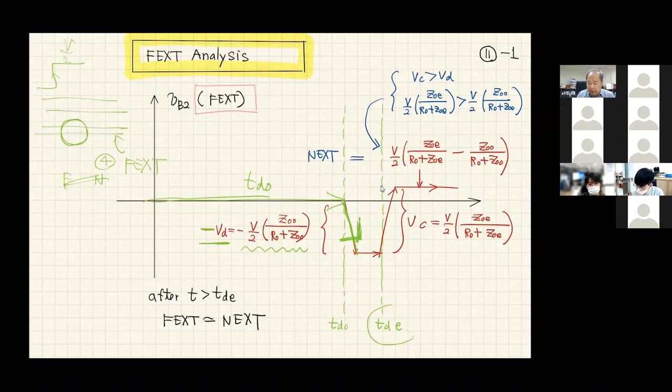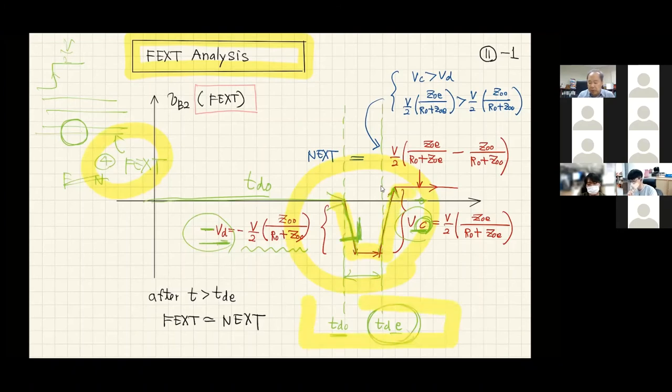And then after the time delay of the difference between odd mode and even mode, common mode will arrive. And this differential mode and common mode have to add together. Because common mode amplitude is slightly larger than the differential mode, this voltage level will be slightly larger than zero. So basically what I'm saying is that the far-end crosstalk waveform is going to have a negative voltage step. And the pulse width will be determined by the even mode and odd mode velocity difference.